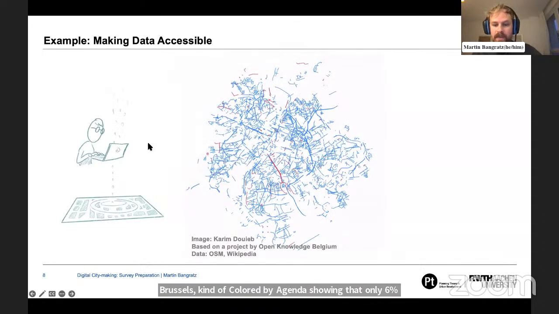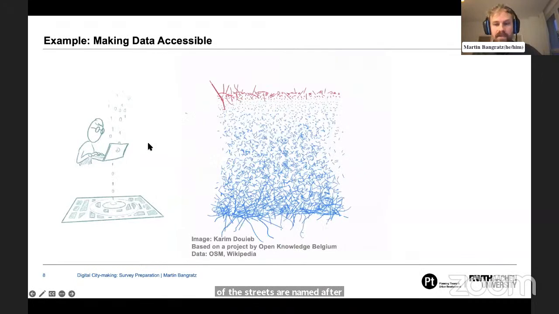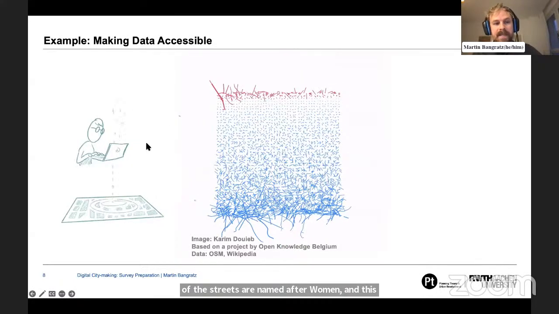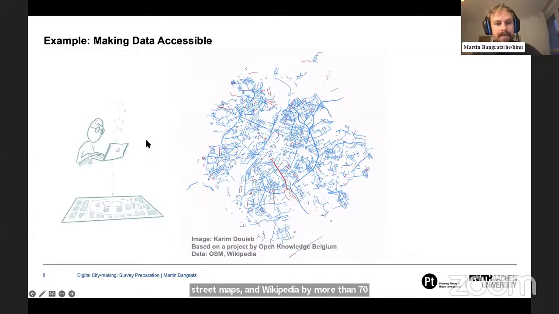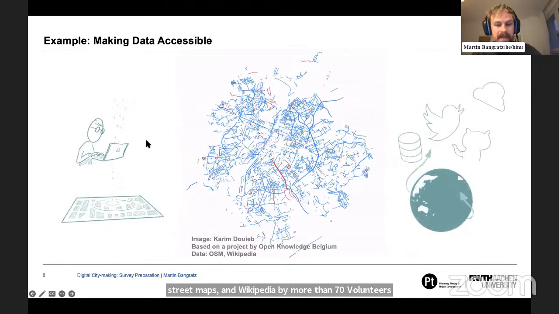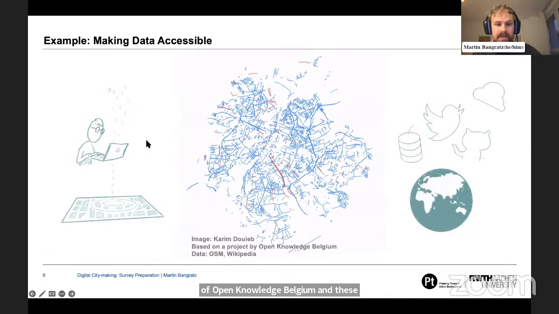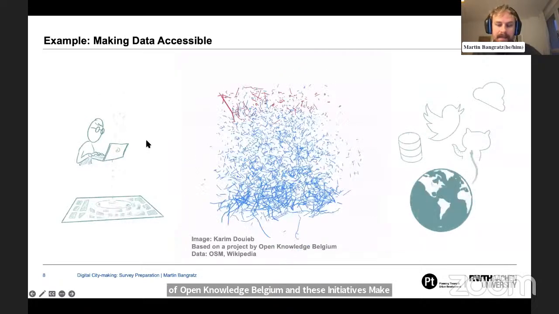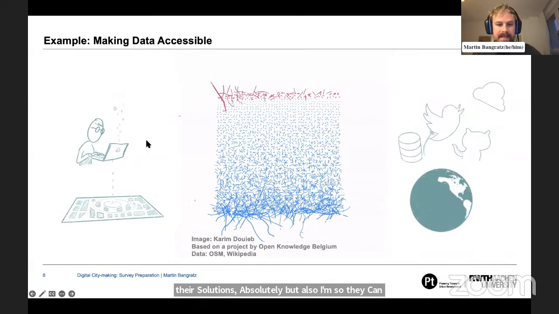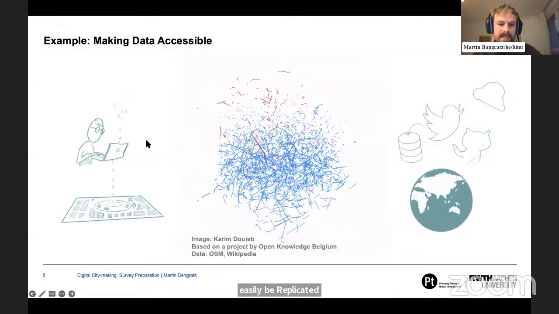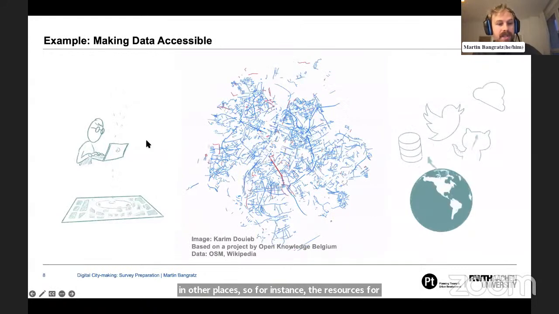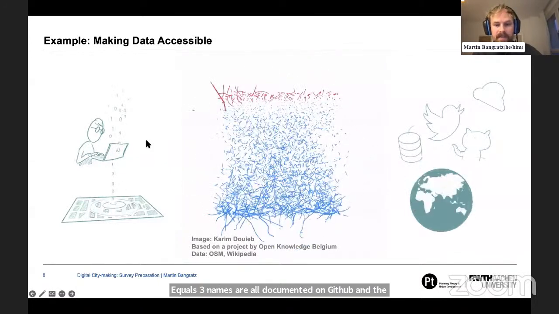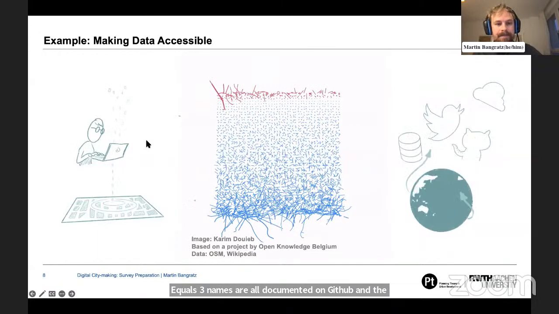This information was compiled from existing data on OpenStreetMap and Wikipedia by more than 70 volunteers of Open Knowledge Belgium. These initiatives make their solutions available locally, but also online, so they can easily be replicated in other places. For instance, the resources for equal street names are all documented on GitHub, and the project has so far been copied in 43 cities in 17 countries.